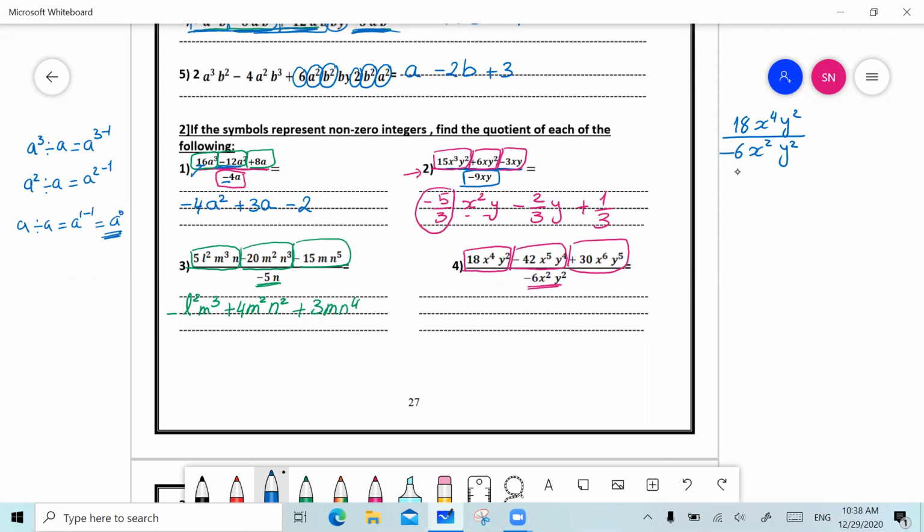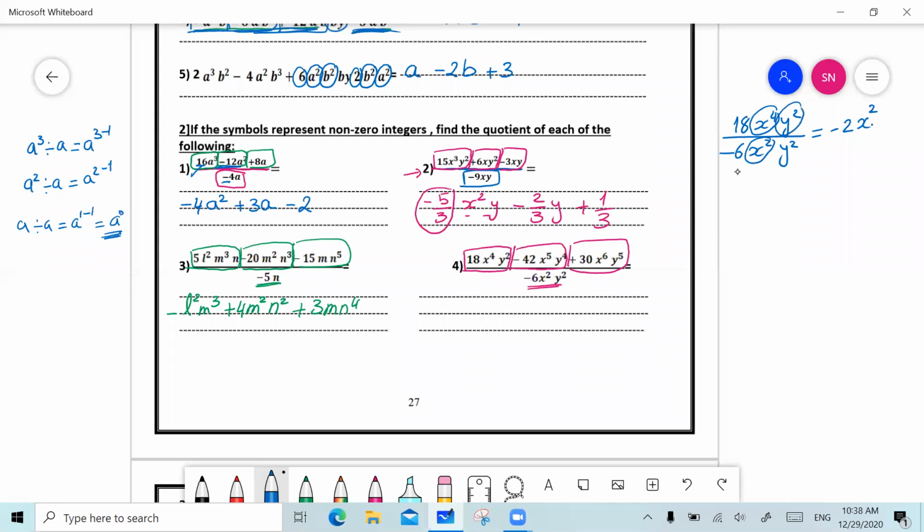Divide the coefficient together. 18 divided by negative 6, this is equal to negative 2. X to the power of 4 divided by x to the power of 2, this is equal to x to the power of 4 minus 2, which is x to the power of 2.